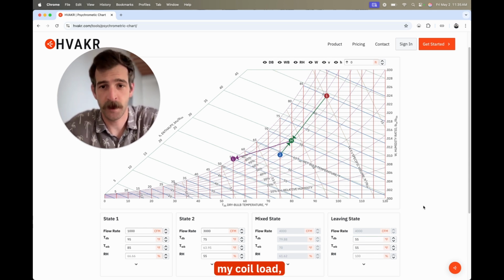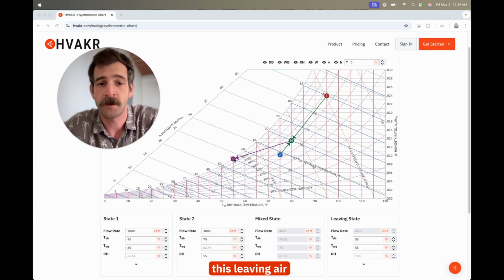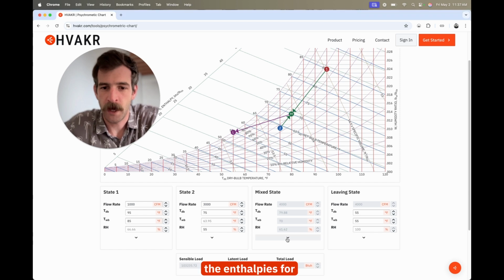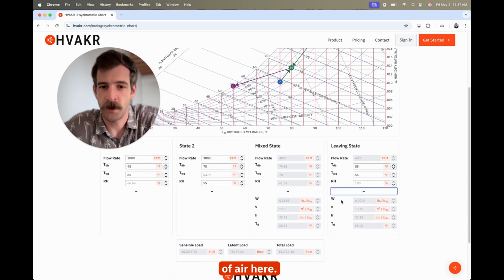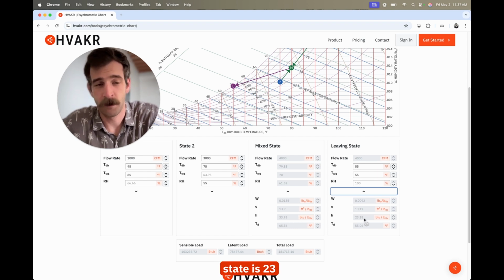Now, to calculate my coil load, I'm going to take the enthalpies at my mixed air state and my leaving air state and use those to determine the load on my coil. So now that this leaving air state is plotted, this purple line right here, that represents the coil load. To calculate that manually, I could look at the enthalpies for both of the states of air here. So my mixed air state has an enthalpy of about 34 BTUs per pound of dry air. The leaving state is 23 BTUs per pound of dry air.